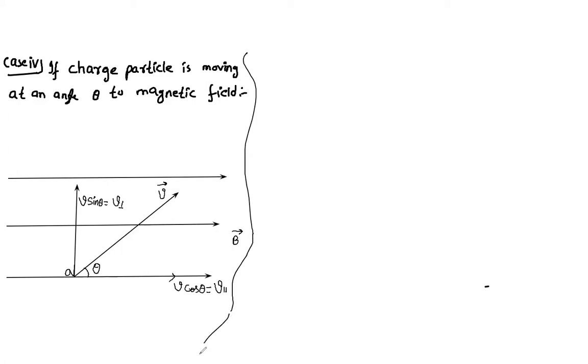Now to decide the path of the charged particle, we will solve the parallel and perpendicular components separately. Tell me, what's the path of the charged particle due to the component parallel to the magnetic field? This we have already done in case 1 or case 2. Yes, the path would be a straight line in the same direction.